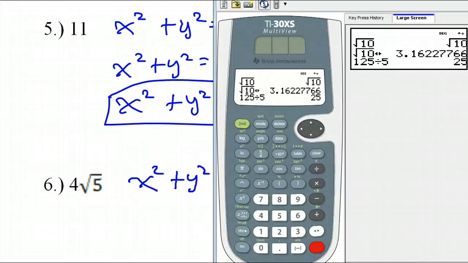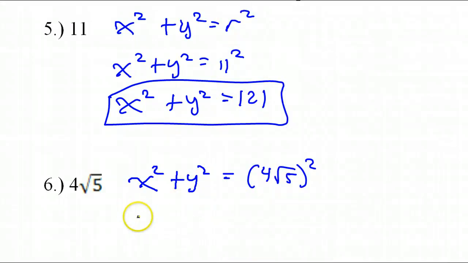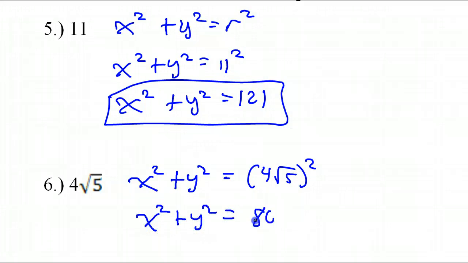Now, I don't know if you will be allowed to use a TI-30XS MultiView or not. If you are, then you can just put it in your calculator, 4 radical 5. I will talk to the math team and find out if you're allowed to use it on the test. Okay, so that's 80. So then you have x squared plus y squared equals 80.